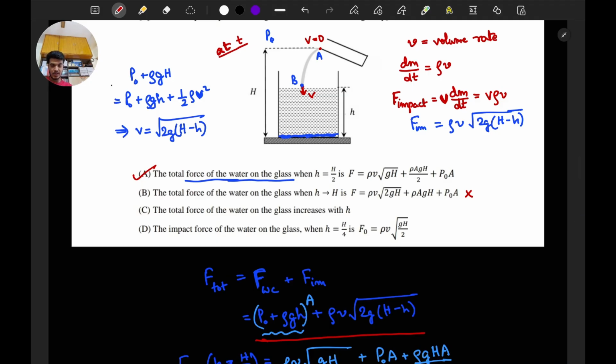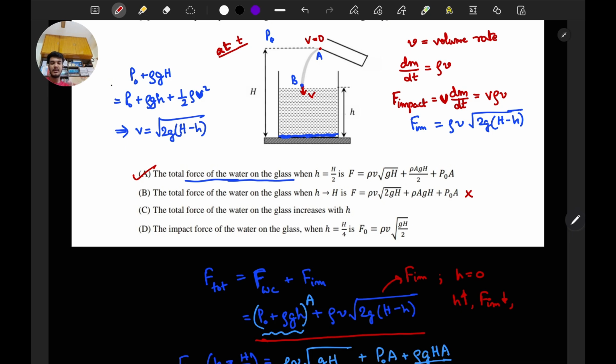When H was zero, this is my force of impact. It was coming from a great height, so the velocity was the highest, and the force of impact was also the highest. But as water started to fill up, the velocity of impact and the force of impact started reducing. So as H increased, force of impact reduced.